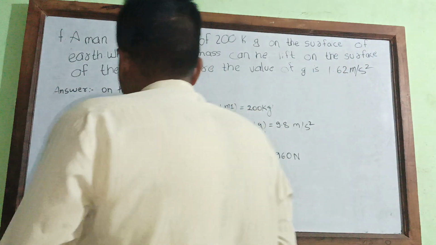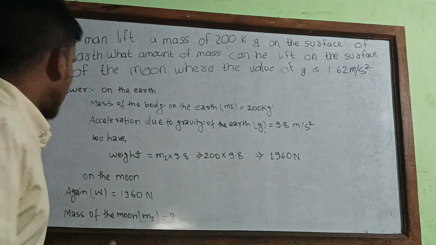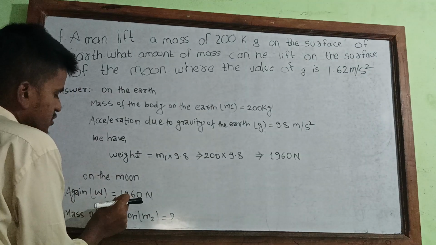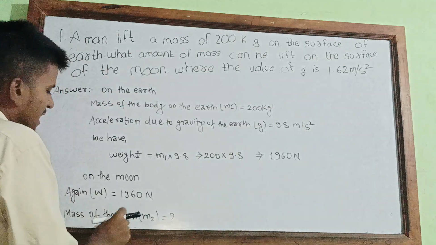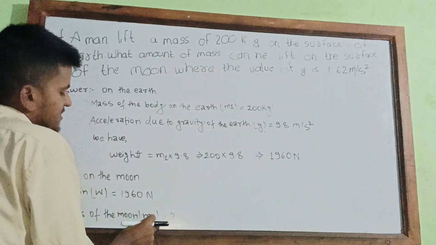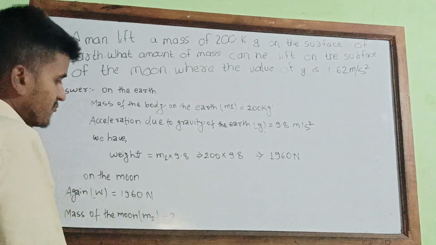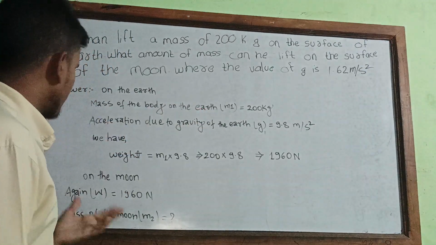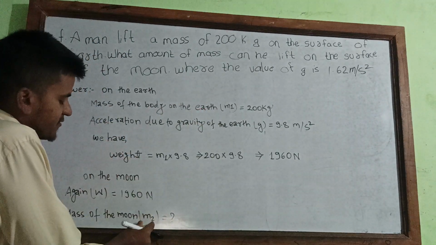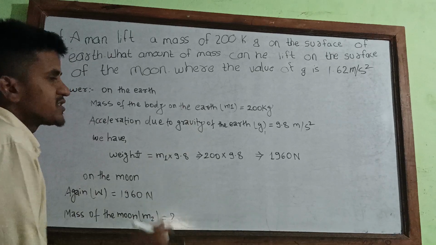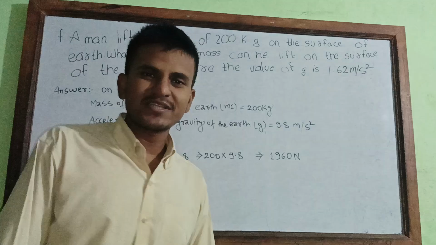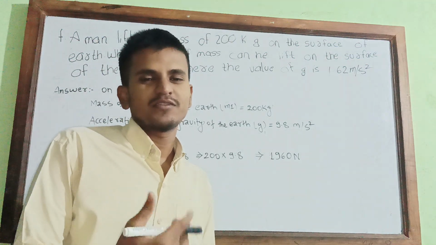Now this part is done. Now we are going to take the weight which we have found. So weight equals 1960 Newton, and mass on the moon is m2, equal to what? Why have we given m2? Because we have already taken m1 for the earth, so now we give a different name, m2. Now let's have a pause here.